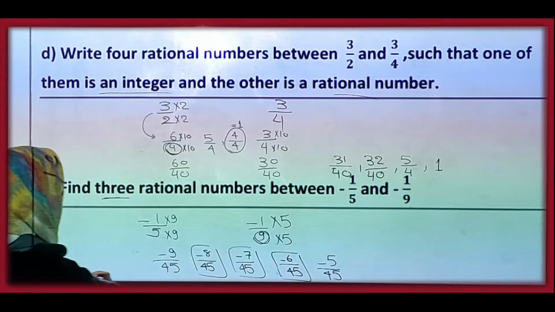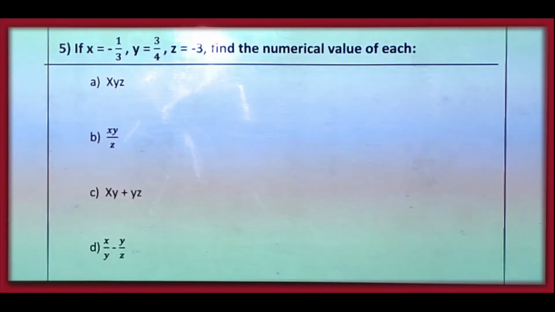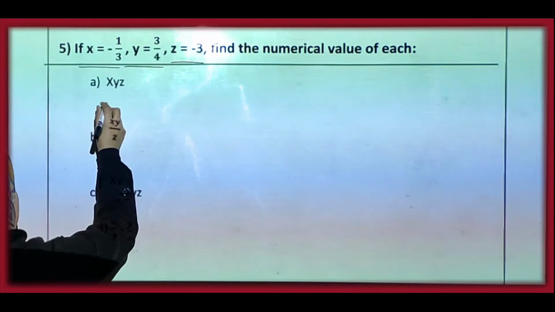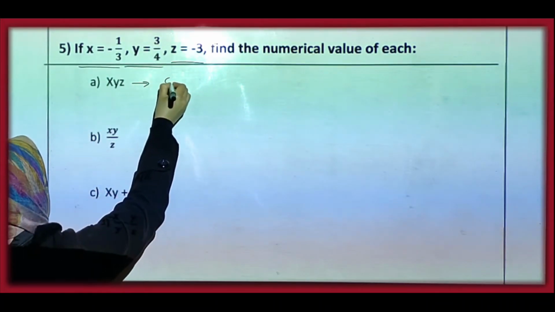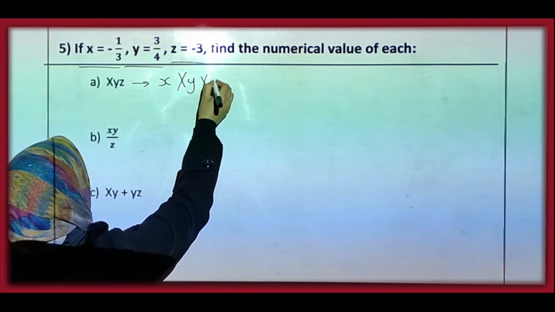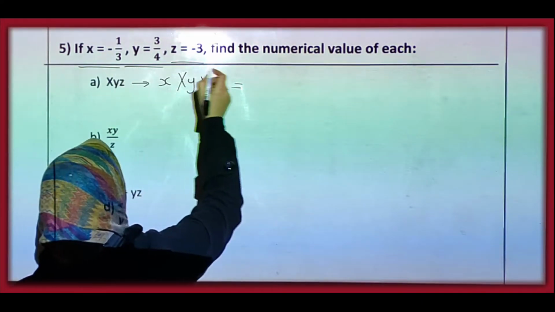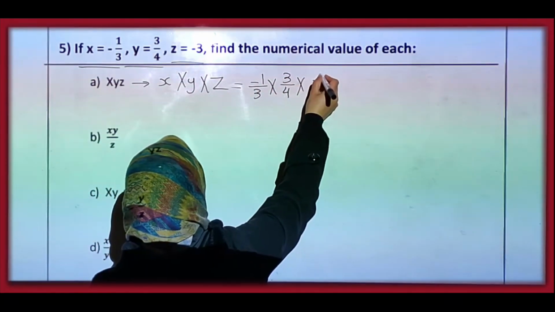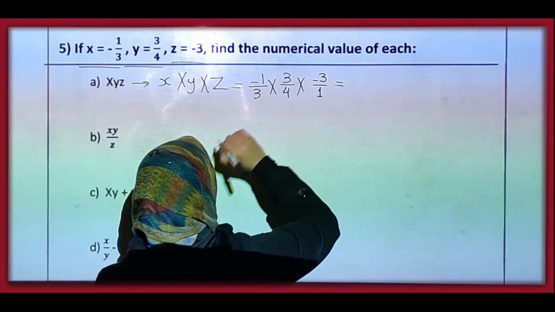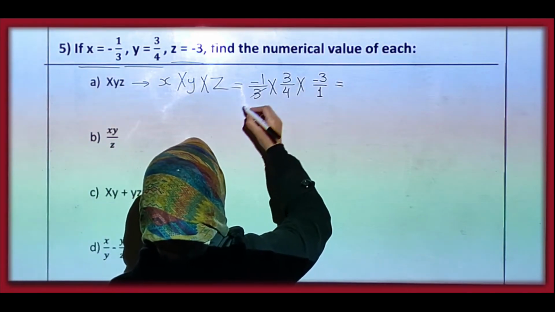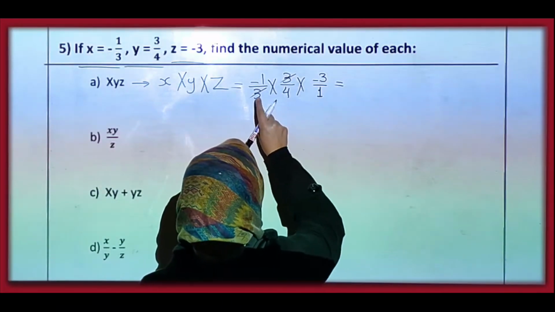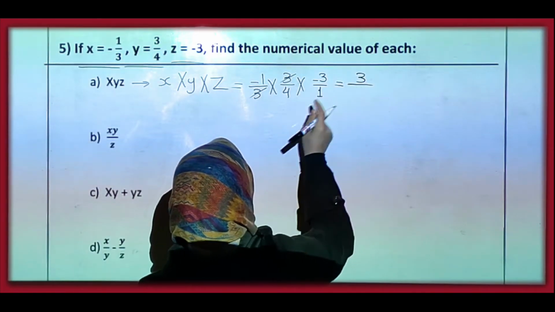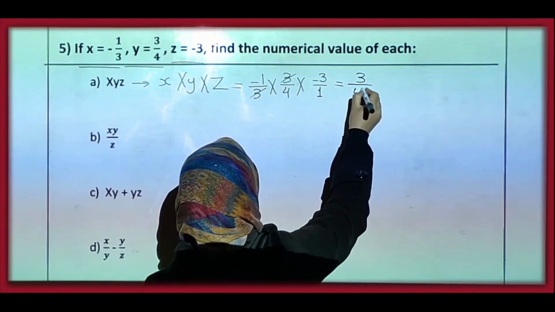We can answer this question by different methods. If x equals negative a third, y equals 3 over 4, z equals negative 3, find the numerical value of each. xyz means x multiply y multiply z. We can write z over 1. Then simplify, 3 cancelled with 3, and negative 1 multiply negative 3 equals 3. The denominator is 4 multiply 1 equals 4.